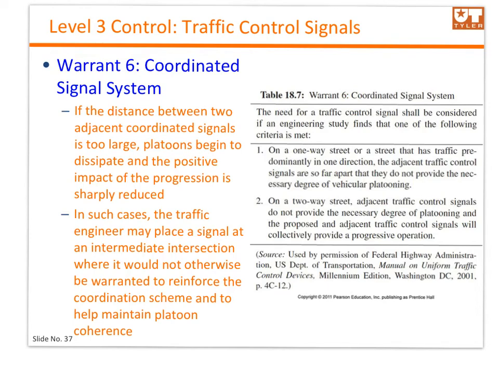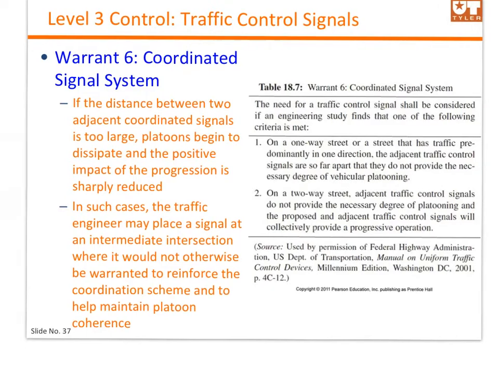Warrant 6 is a coordinated signal system. Basically, this warrant talks about the distances between two adjacent signals. If the distance between two adjacent coordinated signals is too large, then platoons or the regular traffic movement begin to dissipate, and the positive impact of the progression is sharply reduced. In such cases, the traffic engineer may place a signal at an intermediate intersection where it wouldn't otherwise be warranted, to reinforce the coordination scheme and to help maintain platoon coherence.